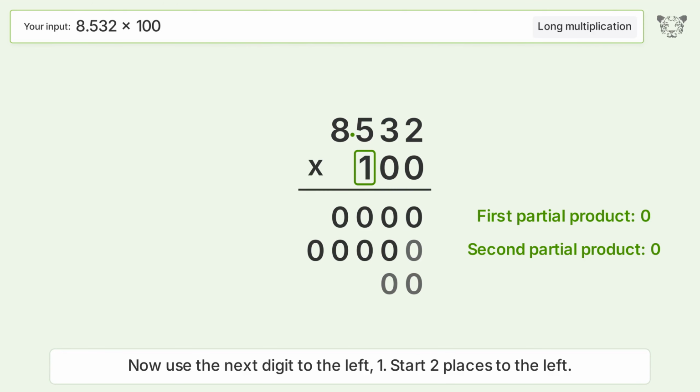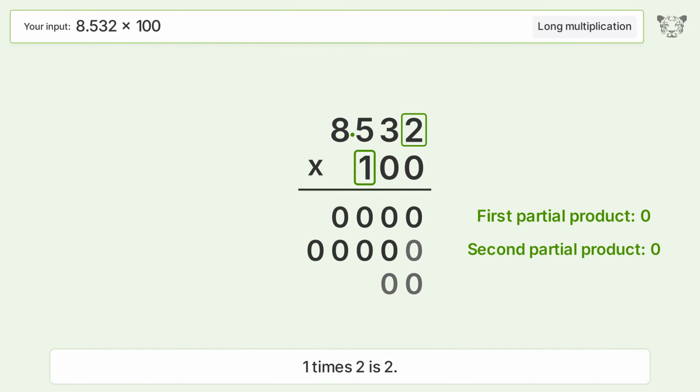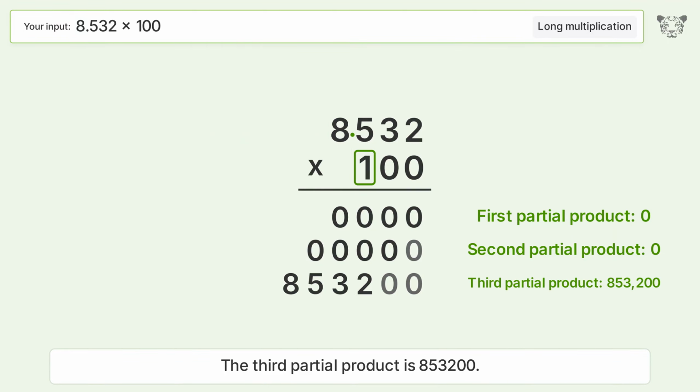Now use the next digit to the left, 1. Start two places to the left. 1 times 2 is 2. 1 times 3 is 3. 1 times 5 is 5. 1 times 8 is 8. The third partial product is 853,200.